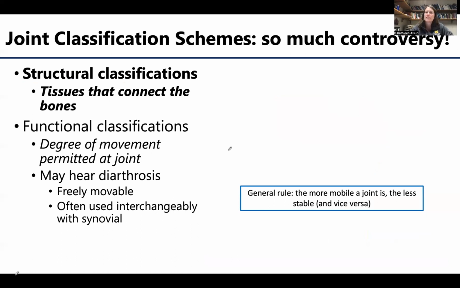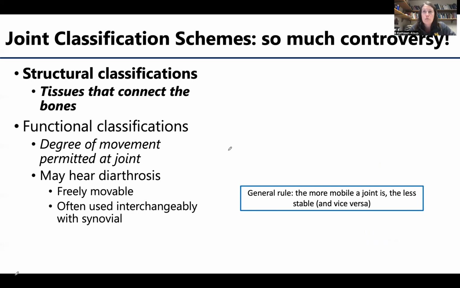All right, so let's talk everyone's favorite joint classification schemes. And I want to start off by saying that this is some controversial stuff. Depending on the discipline you are in, say you're a kinesiologist or an orthopedic surgeon or an anatomist, generally you hear very different schemes. And generally they're pretty passionate, including myself, regarding which one is correct. So I'm going to keep it real simple.